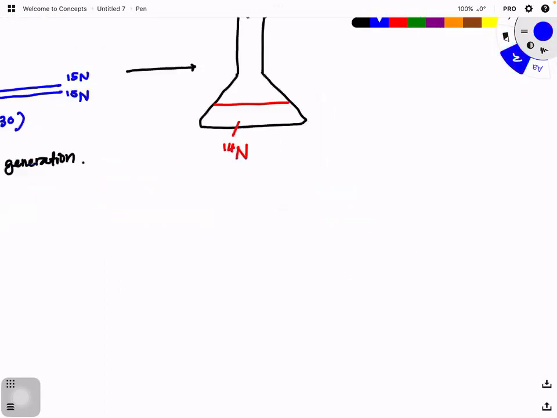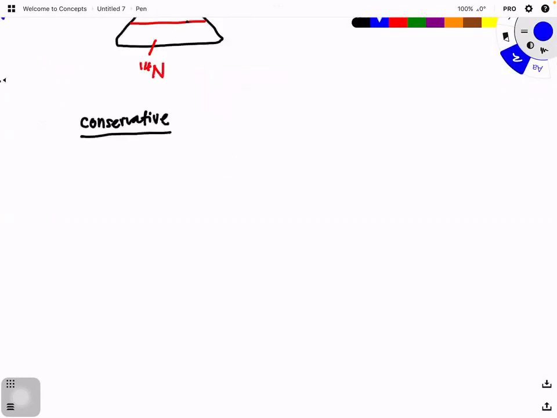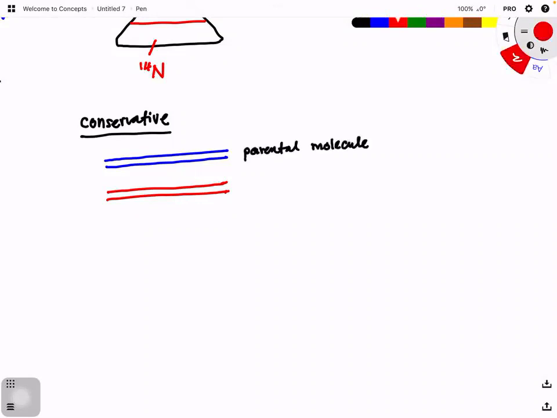So what will happen here depends. Now, first method, according to the conservative model, the blue DNA will remain as blue. The blue will be used to make the red, correct? You get the idea? The DNA replication, correct? Because the blue always remains as blue, and the red remains as red. Why? Because it's newly synthesized. So this is called the parental molecule. Parental molecule remains as parental molecule, and this one is called the newly synthesized molecule.